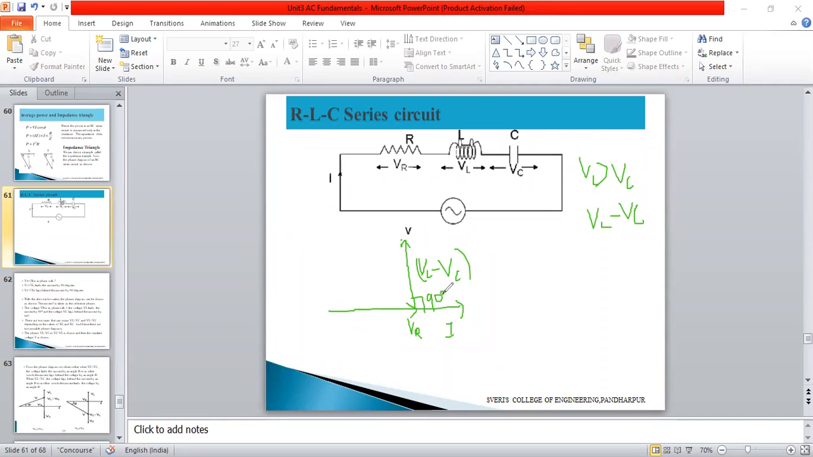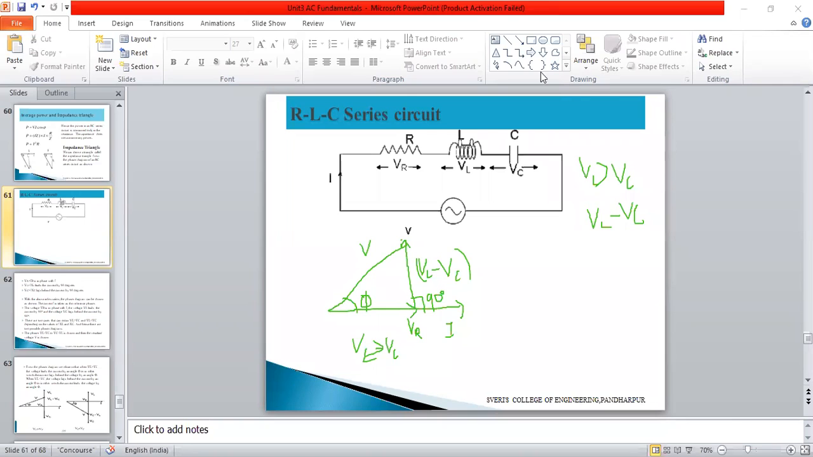Next, we have to find the resultant voltage. To get the resultant voltage, we join the voltages here. The angle between the current and the resultant voltage is phi. This is for the condition VL minus VC, that is, VL greater than VC. Understood?